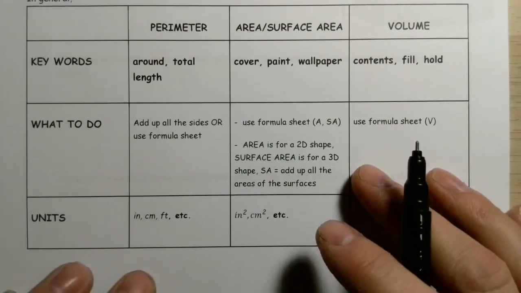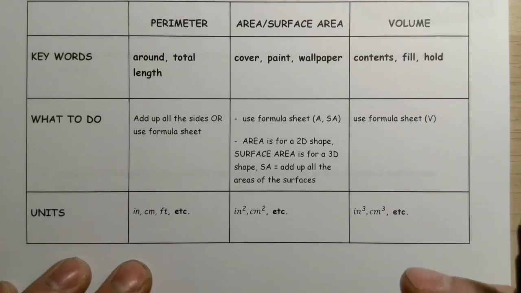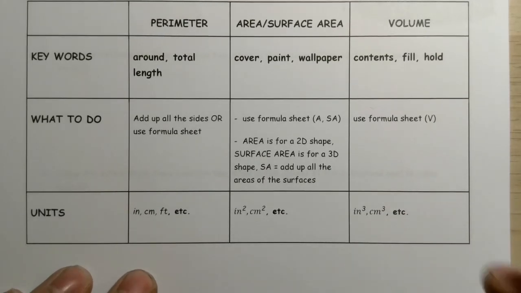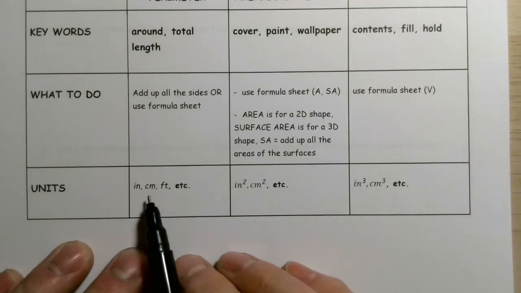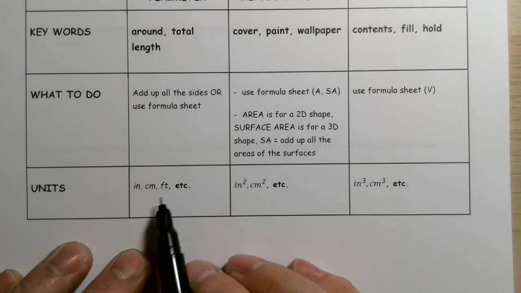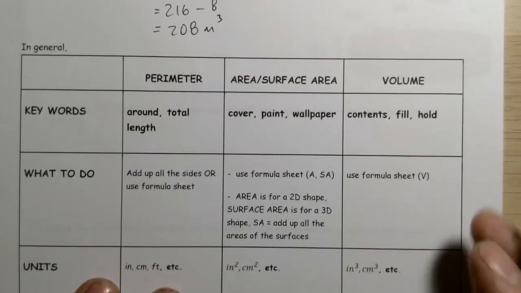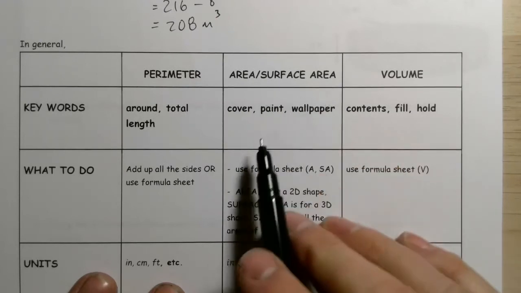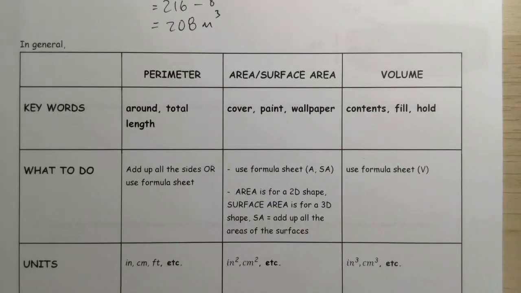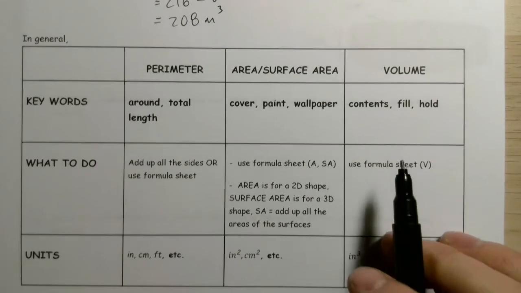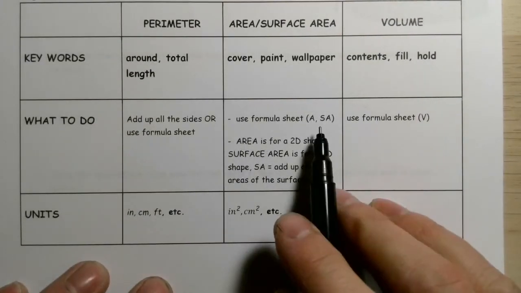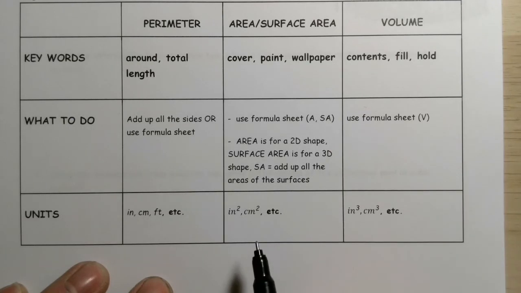But when we looked at our examples here, in a lot of cases, what we had to do is just figure out what all the sides were and add them up. And you're just going to have inches, centimeters, feet, and so on as your units here. If we're talking about area or surface area, then we're covering something up. We're painting a surface. We're putting wallpaper on the surface. But remember, it's two-dimensional. It's just that you could have multiple two-dimensional sides to an object. Frequently, you're going to use your formula sheet to look for your area or your surface area.